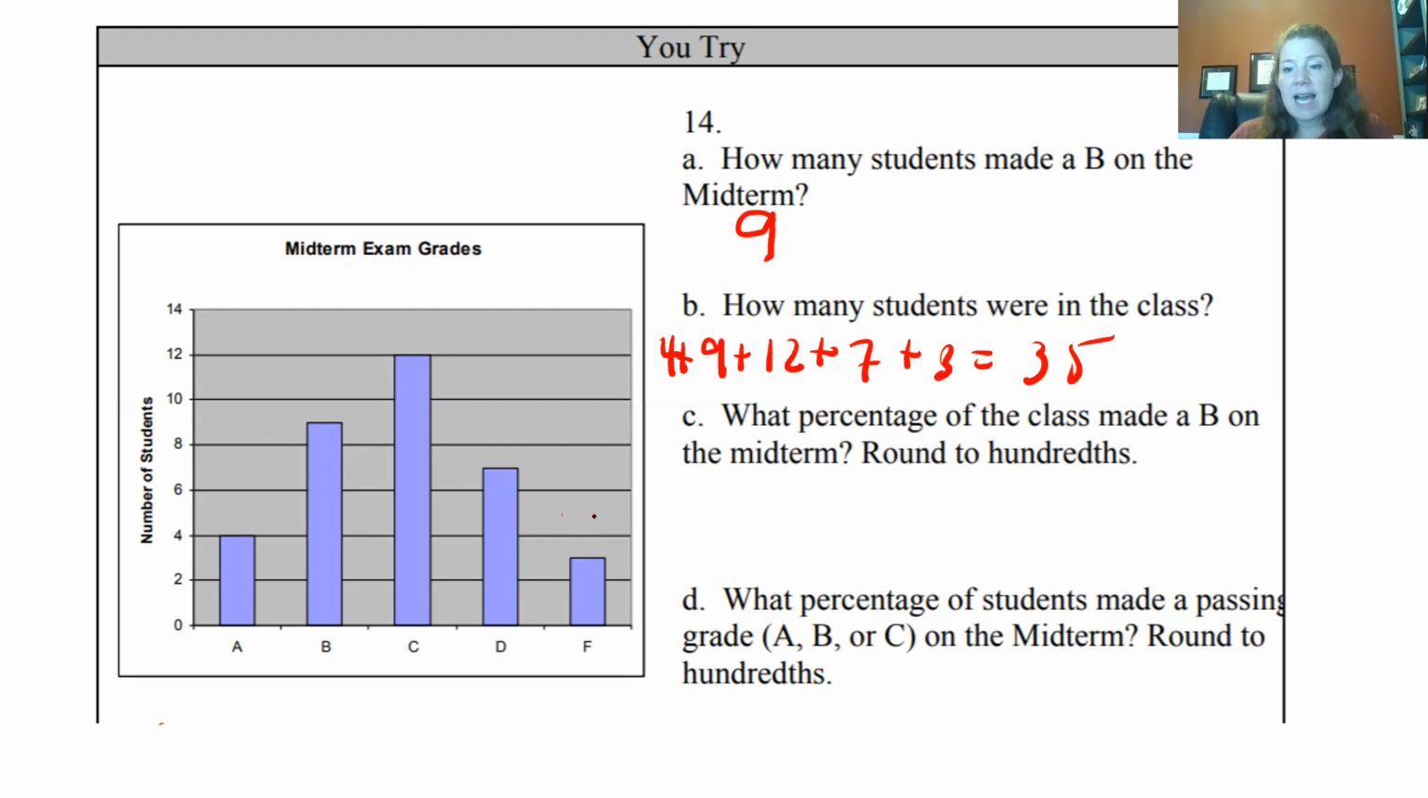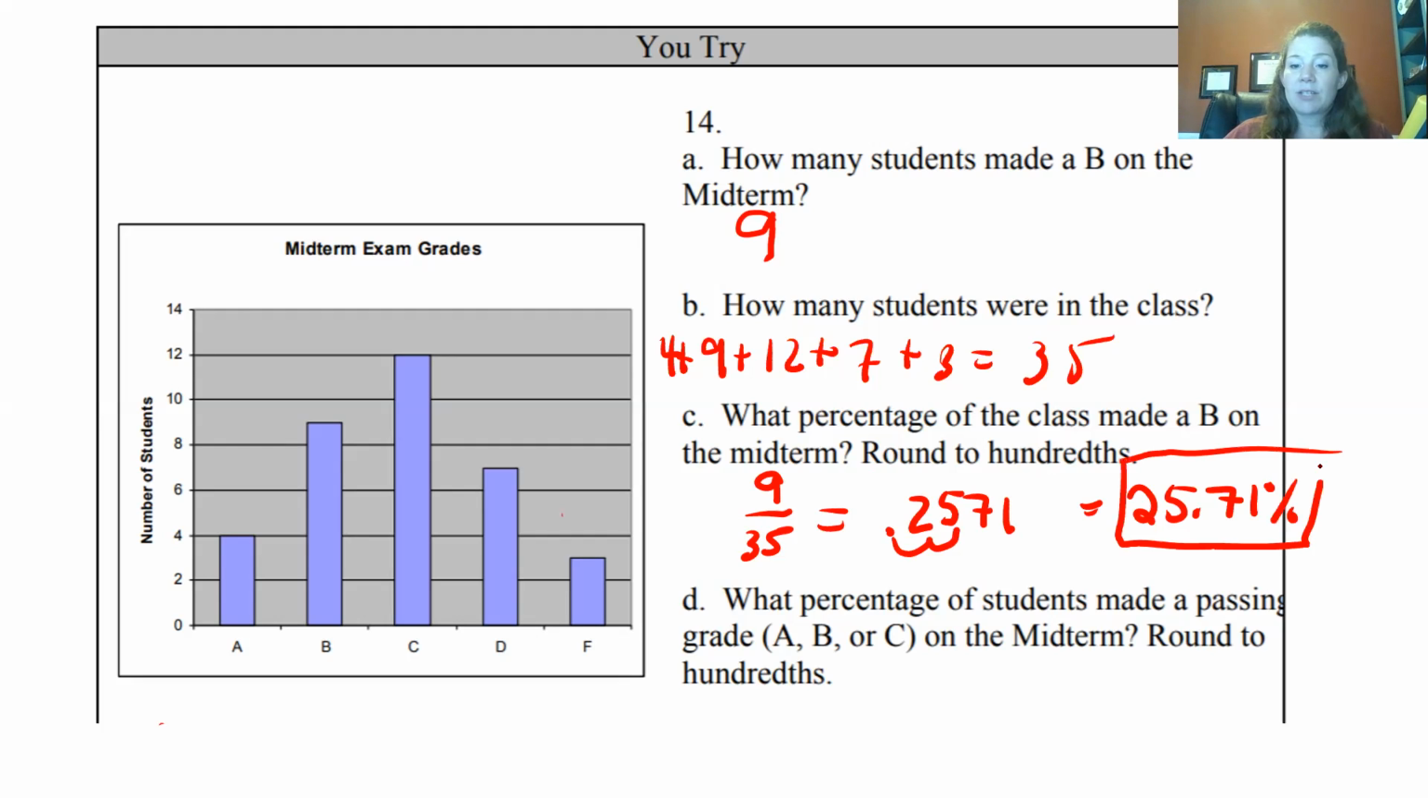What percent of this class made a B on the midterm? Well, since 9 made a B, out of 35, we're going to divide and get our decimal first. 9 divided by 35 is 0.2571. So then we're going to move our decimal 2 places to the right, and we have 25.71%. And really, I should have gone one more place value. 25.71%.